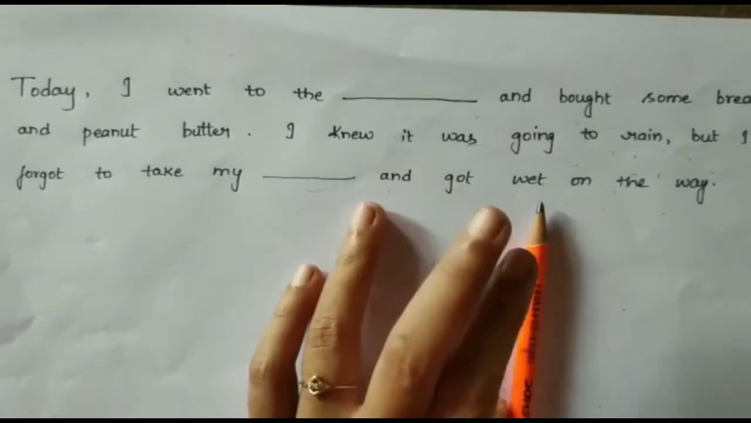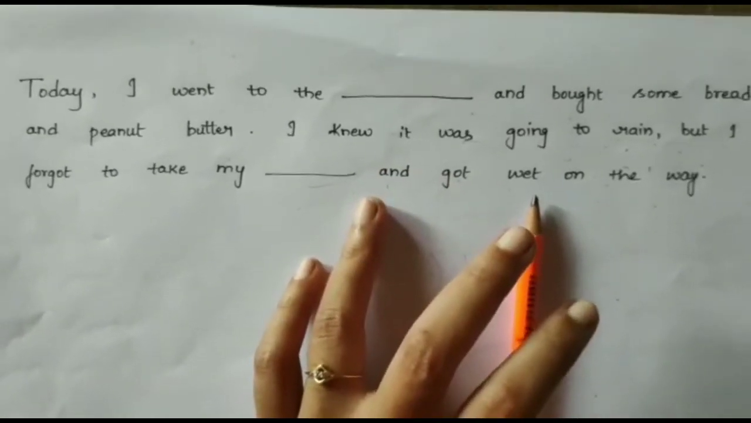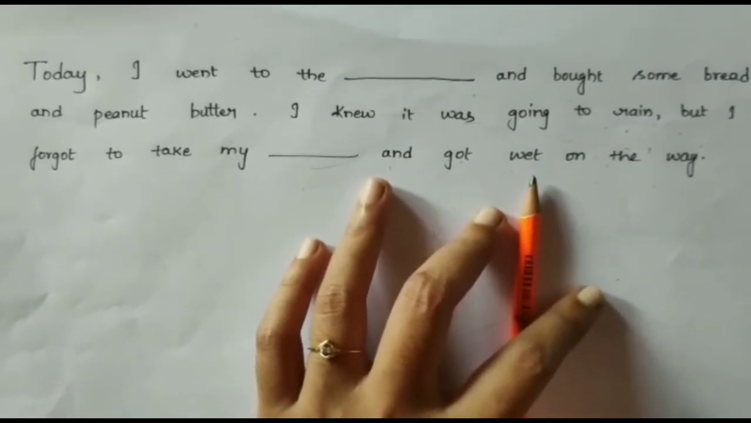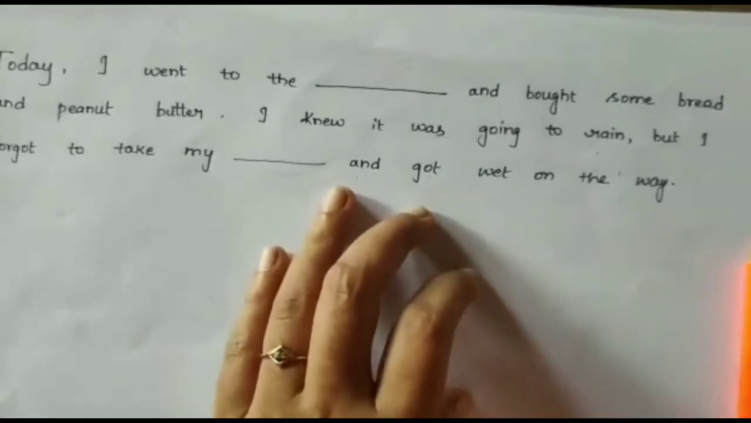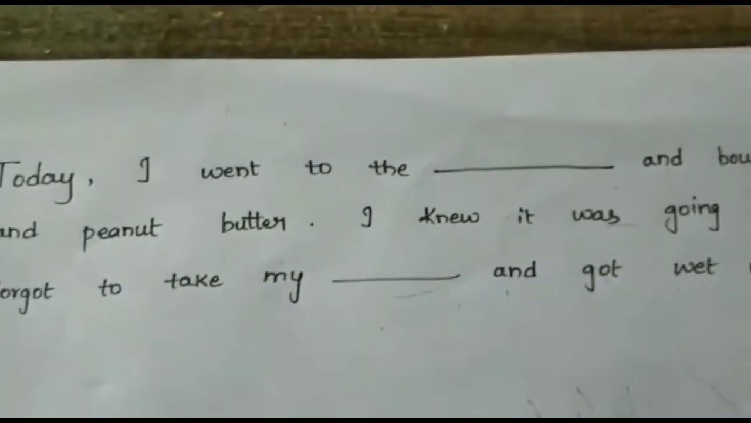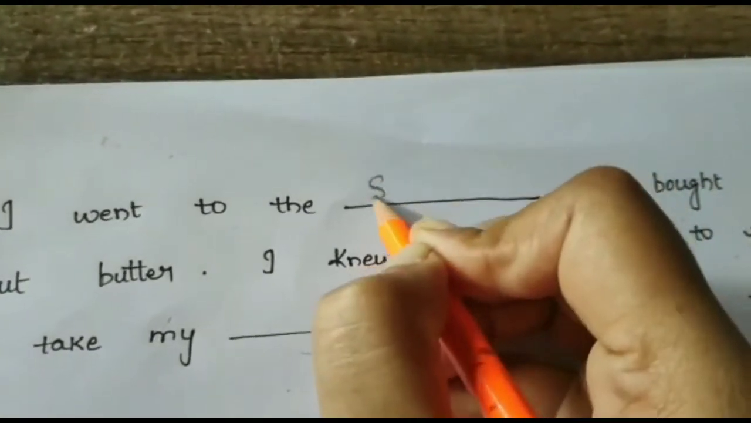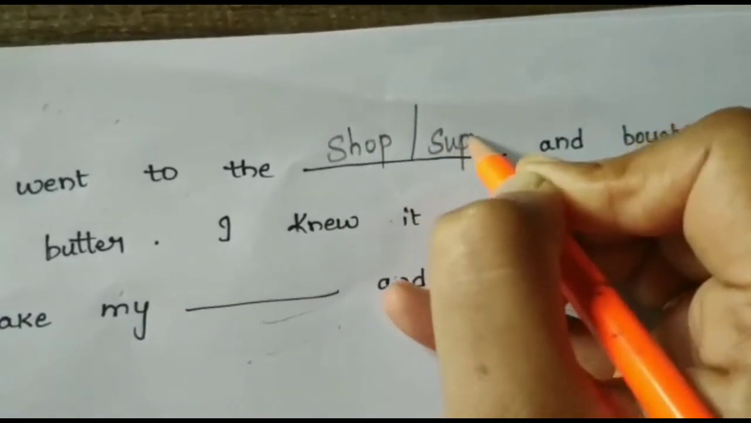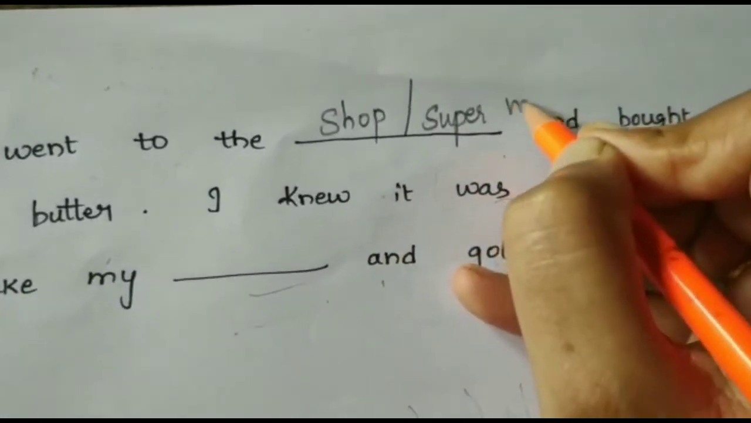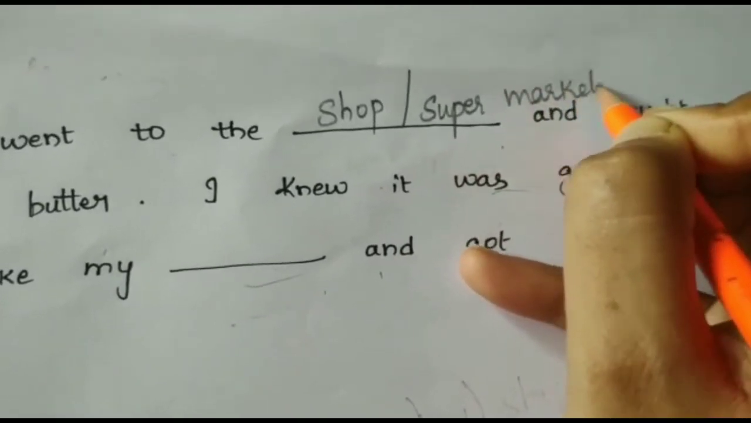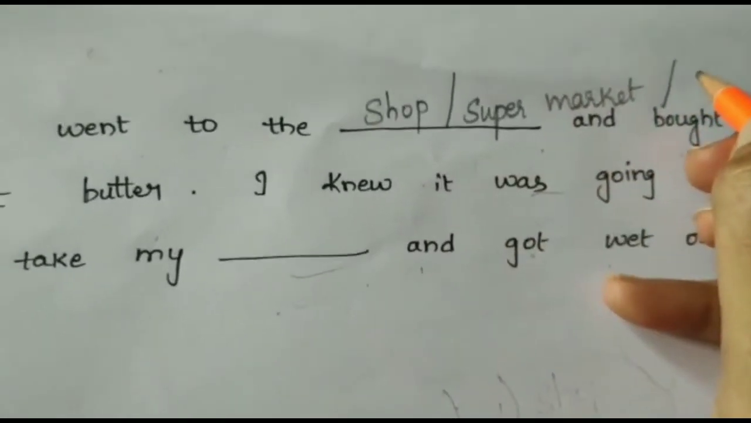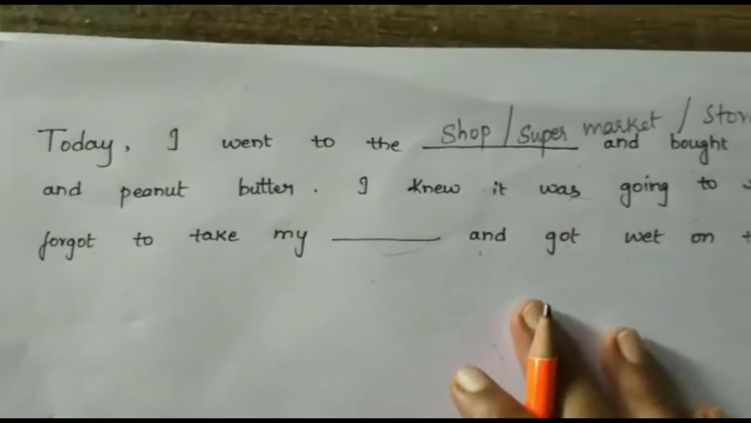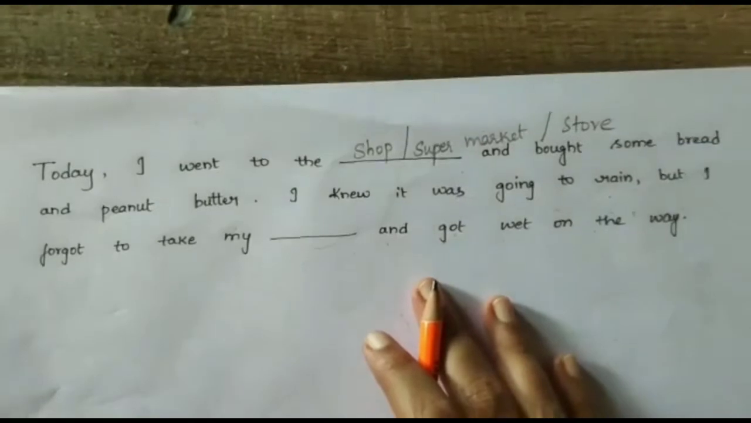Today I went to the dash and bought some bread and peanut butter. So where do we get bread and peanut butter? Obviously a shop or some grocery store. So the first blank can be a shop or a supermarket or some grocery store. Because they didn't give any options, we can fill in a suitable word over here.